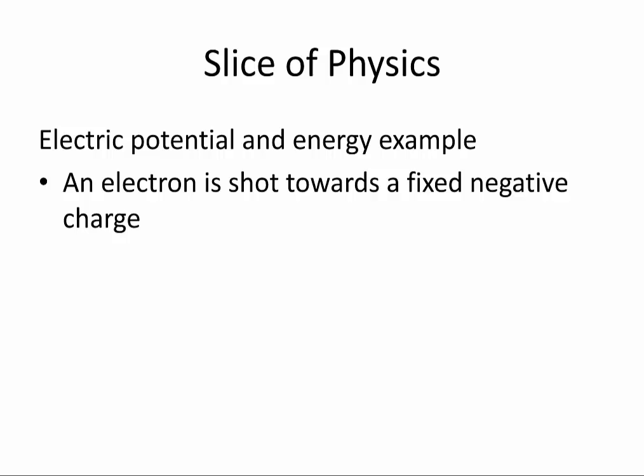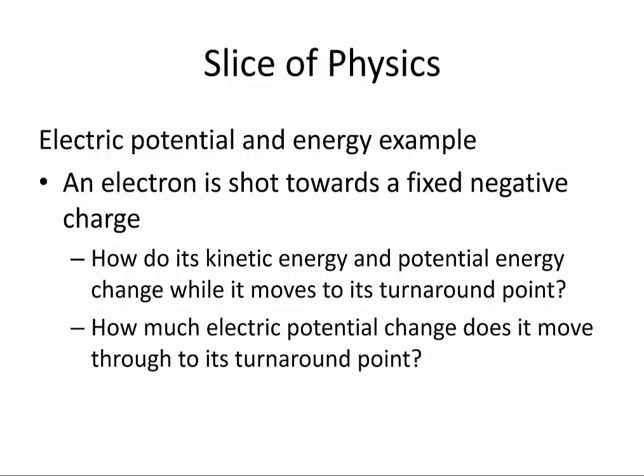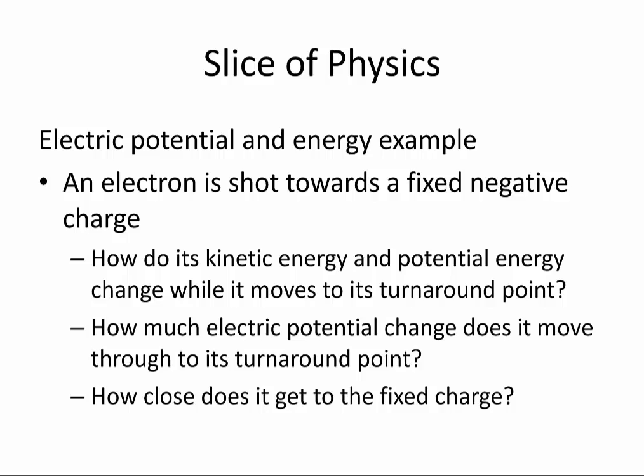Similar to a ball being tossed up in the air, it doesn't want to go away from the earth, but it will go and get slower as it does that. We want to see how the kinetic energy and the potential energy of the electron changes as it moves towards its turnaround point. That would be the closest approach to the fixed charge before it turns back around. We will also take a look at how much the electric potential changes between its initial point and its turnaround point. And then we will use these calculations to figure out how close the electron gets to the fixed charge before it turns around.